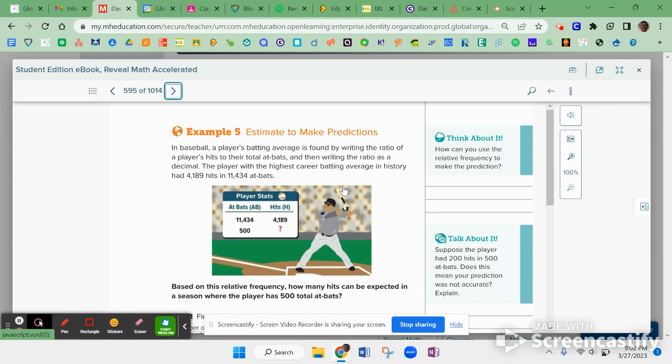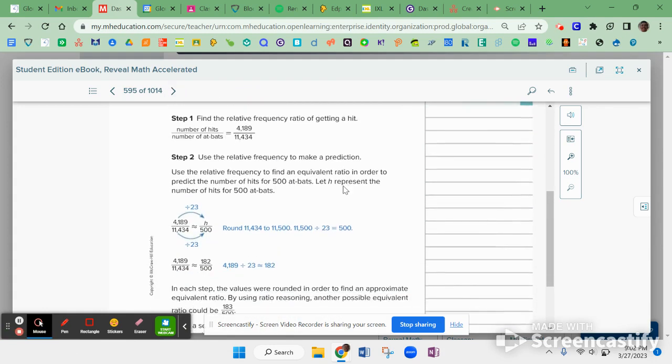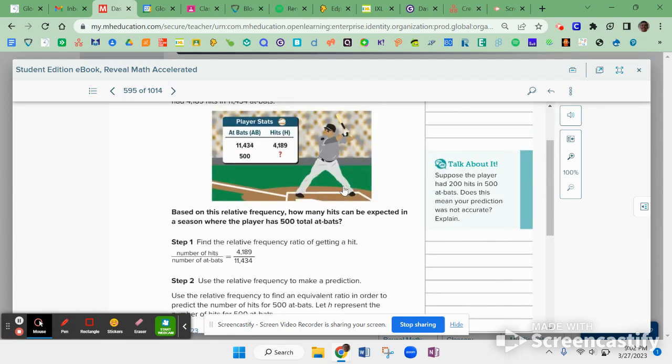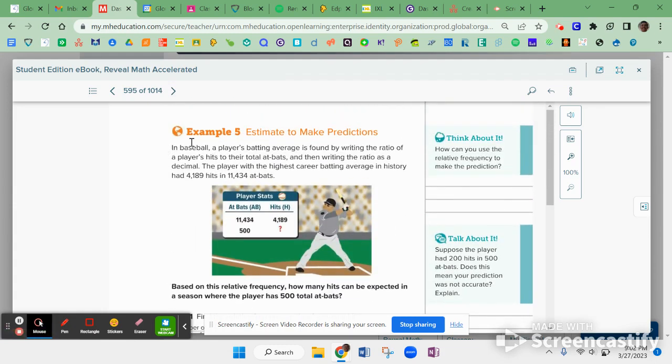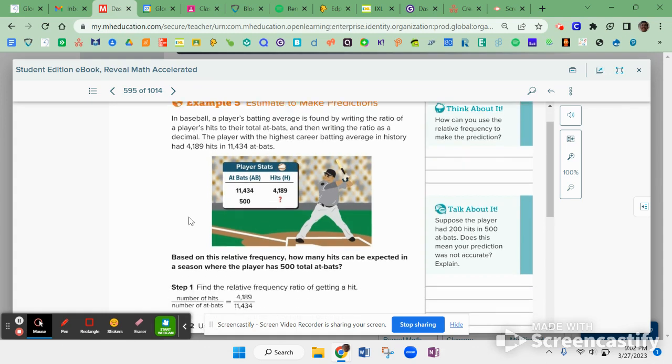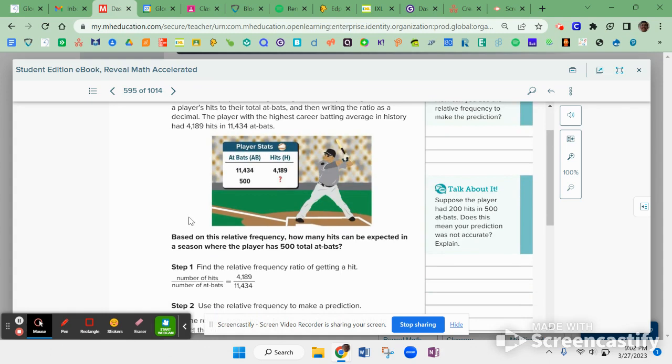Moving on. This might be the most difficult part, but it's just a proportion. If you know how to solve proportions, you'll be all set. So we're going to look at a relative frequency in a situation, and then we're going to just use that to predict.